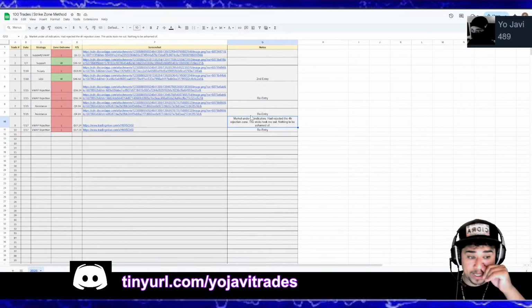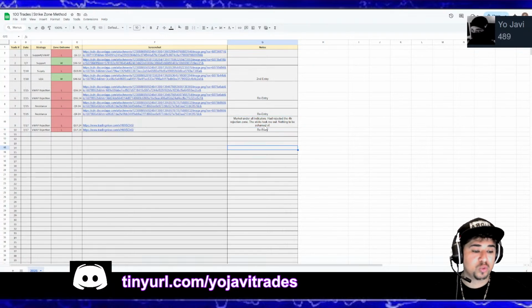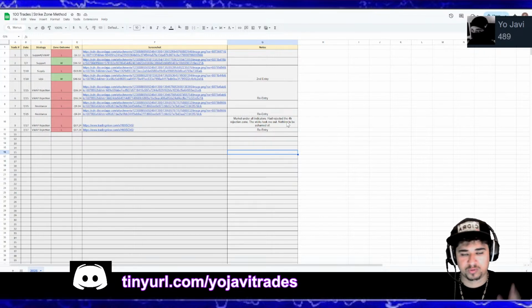For example, market was under all indicators, had rejected the 4-hour rejection zone. The wicks took me out, nothing to be ashamed of. That was a good trade. The re-entry failed. That's okay. It was still a good trade. So yeah, a good trade is not based on the outcome. A good trade is based on whether you follow your rules. That's really a good trade. Did you follow your rules? That's a good trade, not the outcome.